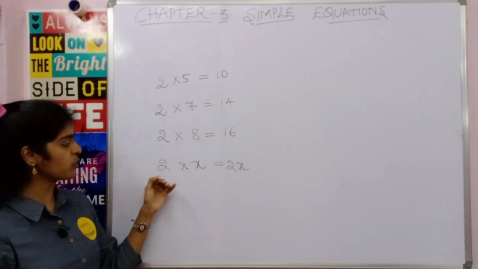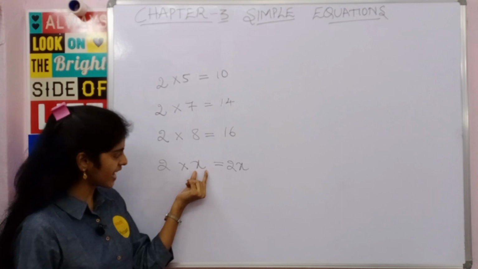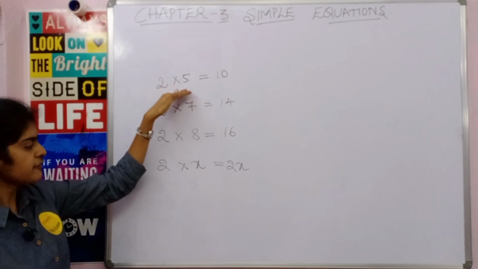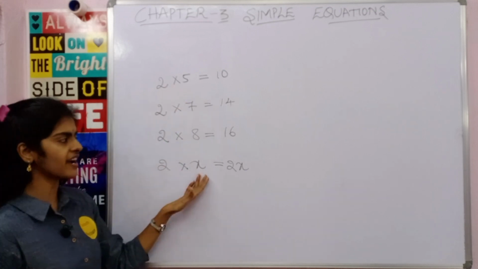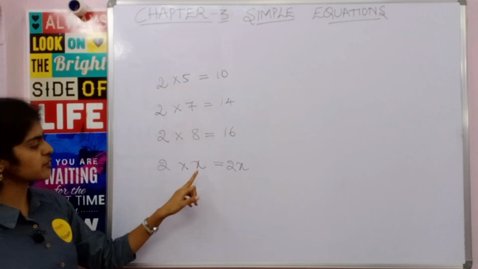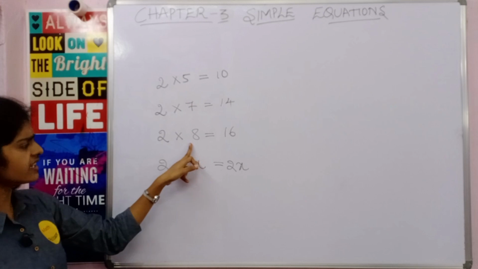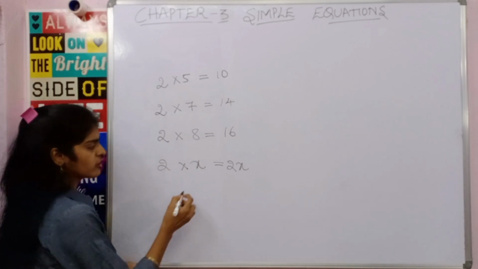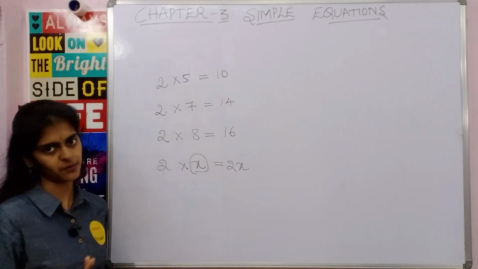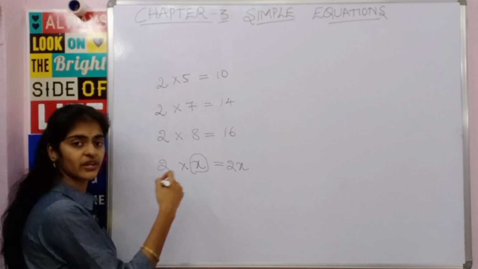So if you bought 5 chocolates, you will substitute the value of x as 5. If you bought 7 chocolates, you will substitute the value of x as 7. If you bought 8 chocolates, you will substitute the value of x as 8. So clearly you will substitute the value of x depending on the number of chocolates you are buying. So the value of x varies.